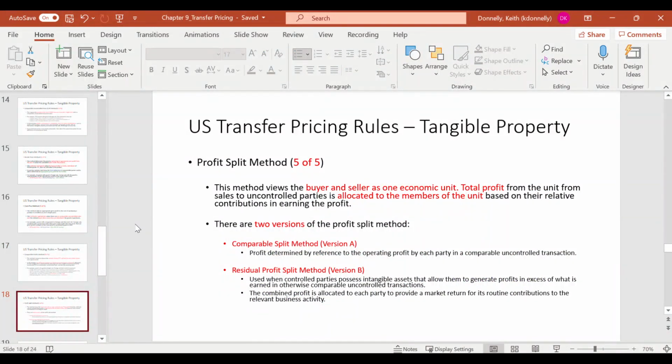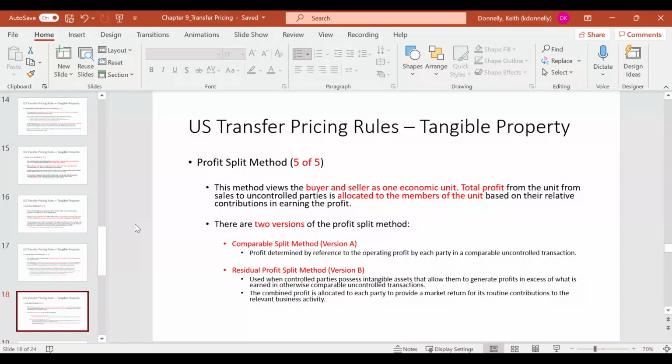Fifth is called the profit split method. The idea with this method is that it views the buyer and seller as one economic unit. Total profit from the unit from sales to uncontrolled parties is allocated to the members of the unit based on their relative contributions in earning the profit. There are two versions, the comparable split method and the residual profit split method. Under A, the profit is determined by reference to the operating profit of each party in a comparable uncontrolled transaction.